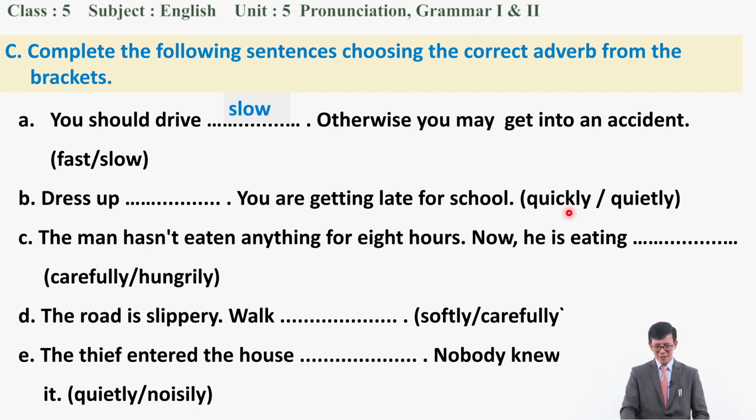Excellent, okay? This is "dress up quickly." Otherwise, you will get late for school, right? So, dress up quickly. Very good. And let's see sentence C.